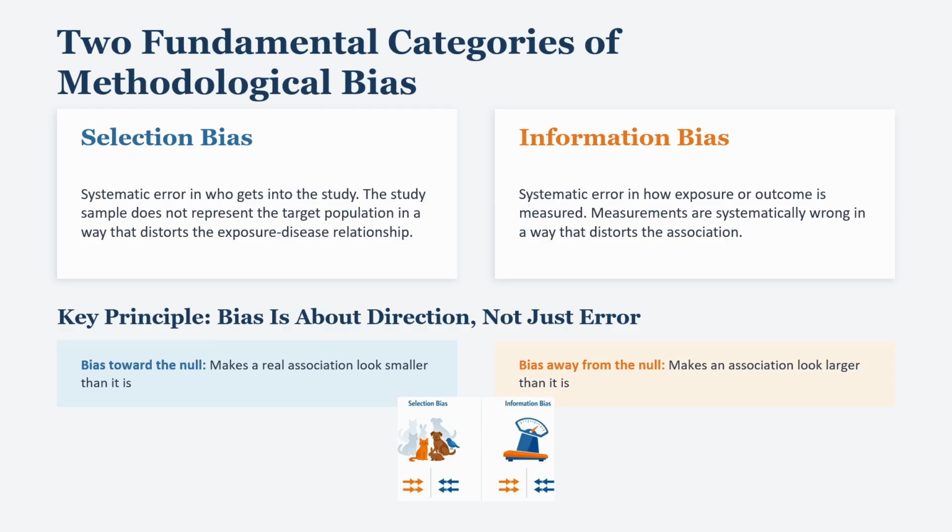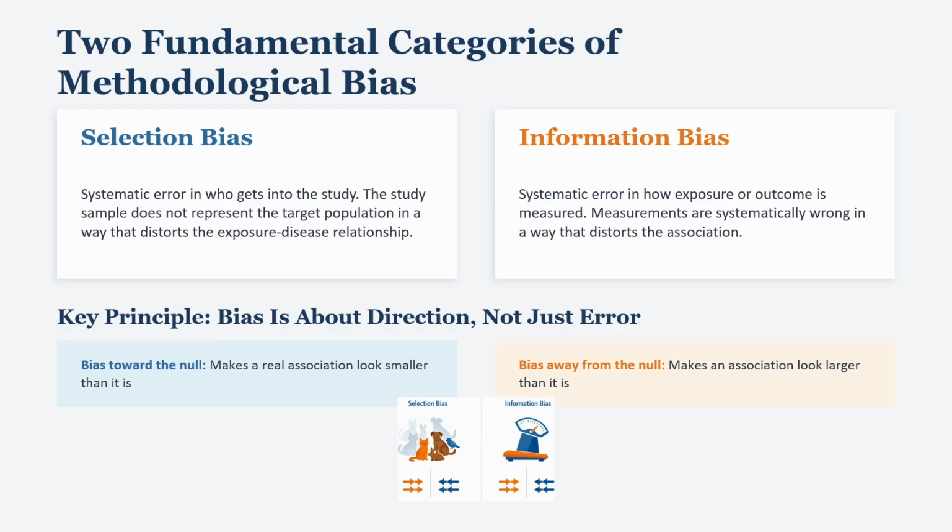The concept of bias direction is critically important for interpreting real studies, especially studies that can't be done perfectly. If you can reason about the likely direction of a bias, you can make intelligent inferences about whether the true association is larger or smaller than what the study found. Bias towards the null means the observed association is smaller than the truth. The bias is making the exposure look less associated with the outcome than it really is. This is conservative in the sense that it underestimates risk, but it means real effect gets missed.